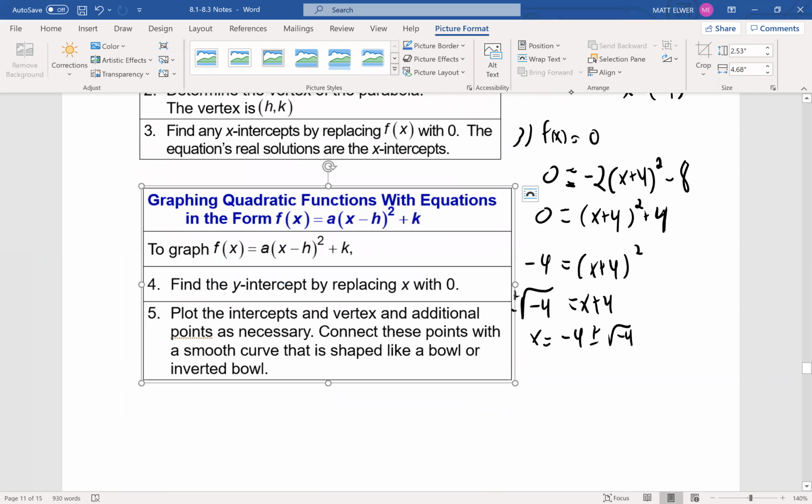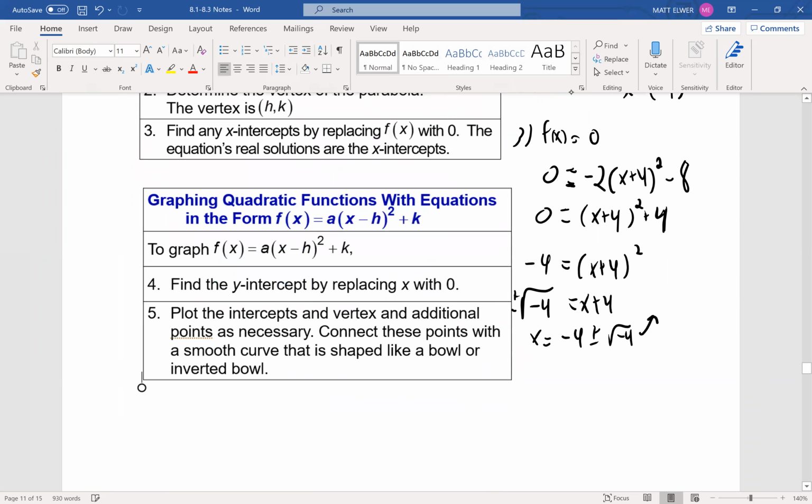As a little side tangent here, we can say that this is the square root of -1 times the square root of 4. Notice that -1 is just i, multiplied by the square root of 4, which is 2. That's 2 times i, or i times 2. So my intercepts are at -4 plus or minus 2i. So we know that we're never going to touch the x-axis because we have these imaginary roots.